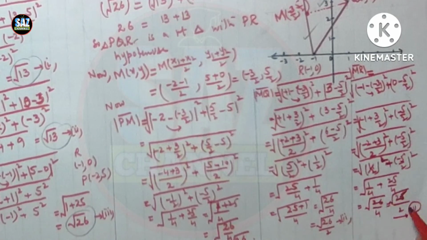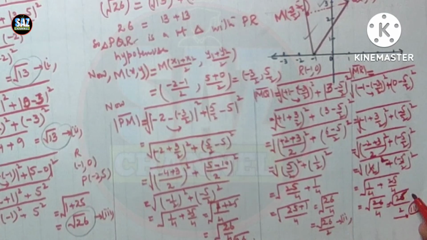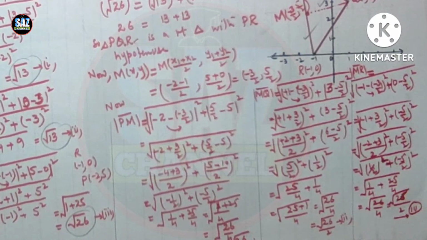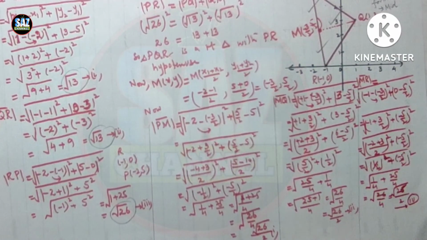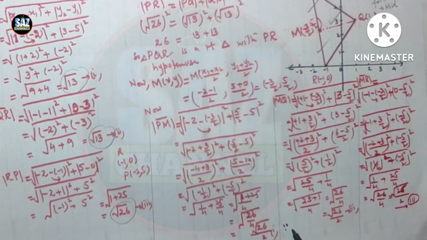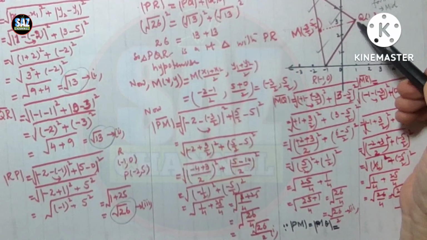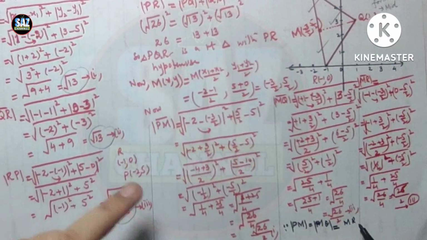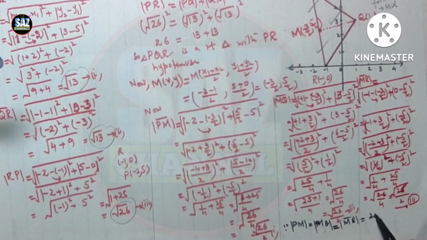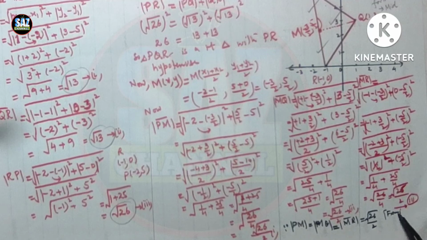So what are you observing from 1, 2 and 3? We can see that from 1, 2 and 3 we are getting all the distances the same, because P to M equals M to Q equals M to R equals root 26 by 2. So from 1, 2 and 3, hence proved.